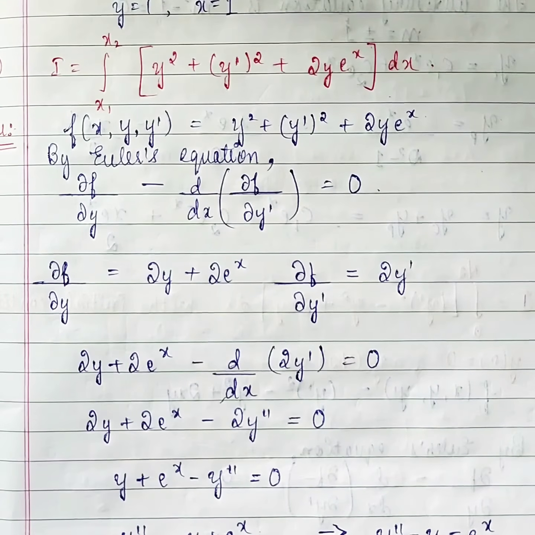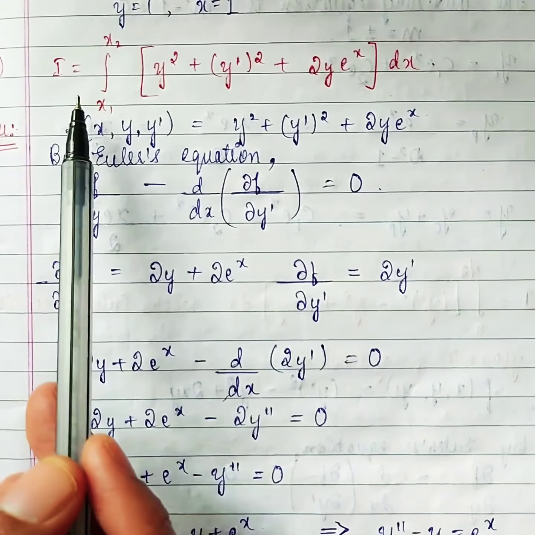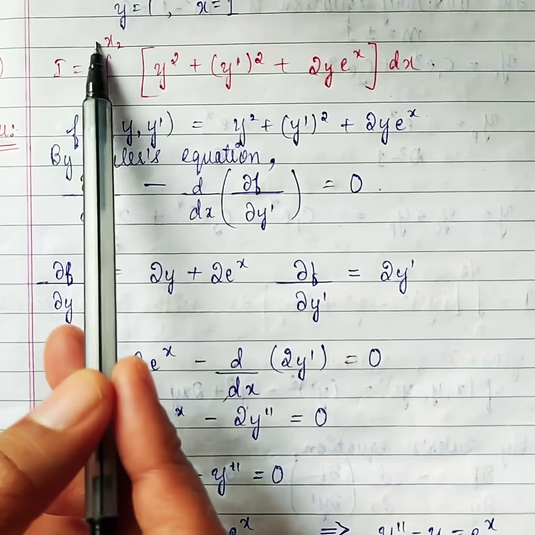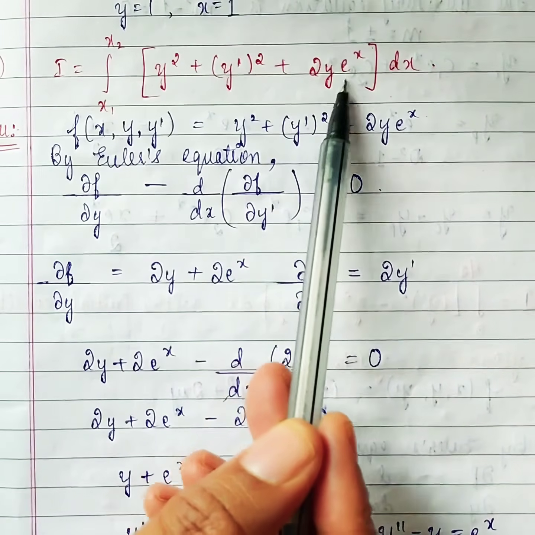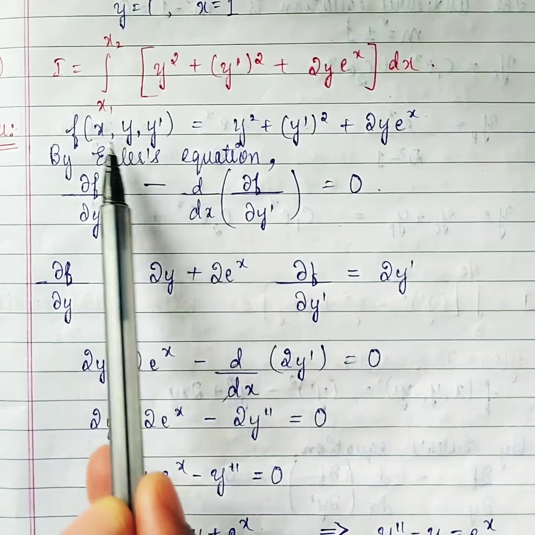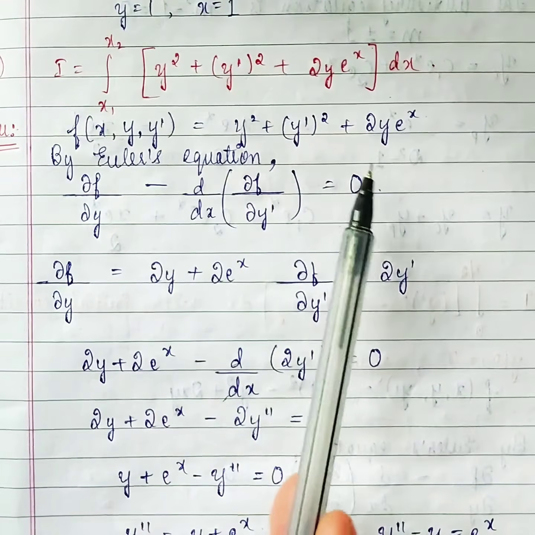Now see this problem. Same question. Find the extremal of the functional I equal to the integral from x1 to x2 of y square plus y dash square plus 2y e power x dx. So this is my function. This contains x, y as well as y dash.